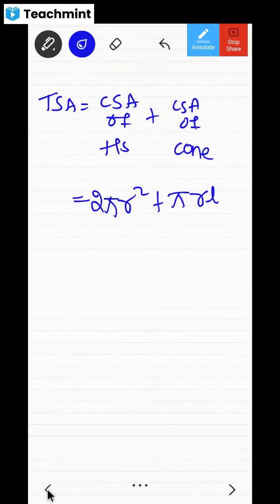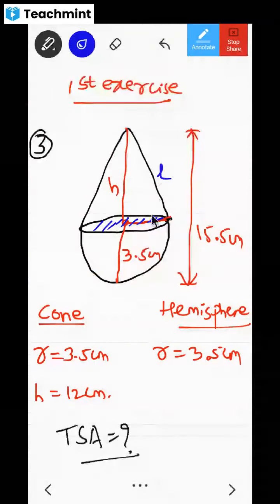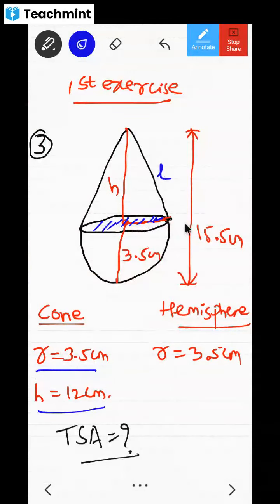We don't know L, and you know how to find the value of L. Now this is the formula for L, right? So r is known here, and h is also known. Can you find the value of L? Yes, sir. We'll find it out.